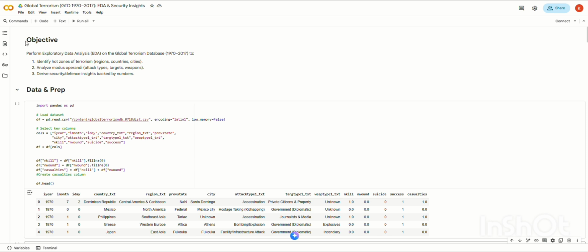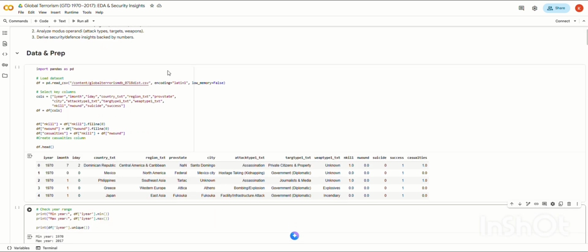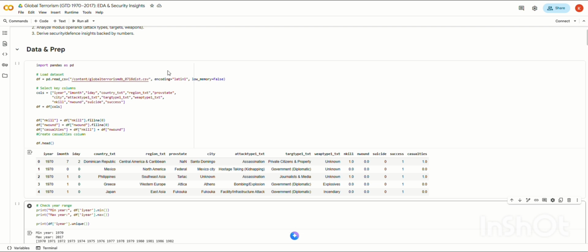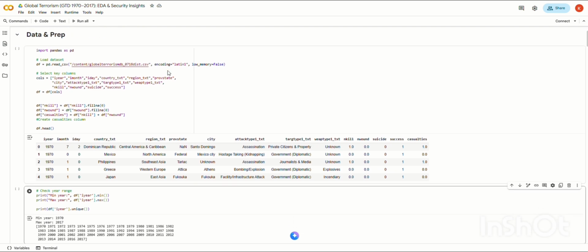So, our goals are to perform exploratory data analysis on the Global Terrorism Database, identify terrorism hotspots, and lastly, derive insight on attack methods, targets, and weapons that can guide security strategies. Now that we are clear on what we want to achieve, the next step is to understand the dataset we will be working with, because good analysis always starts with knowing your data.